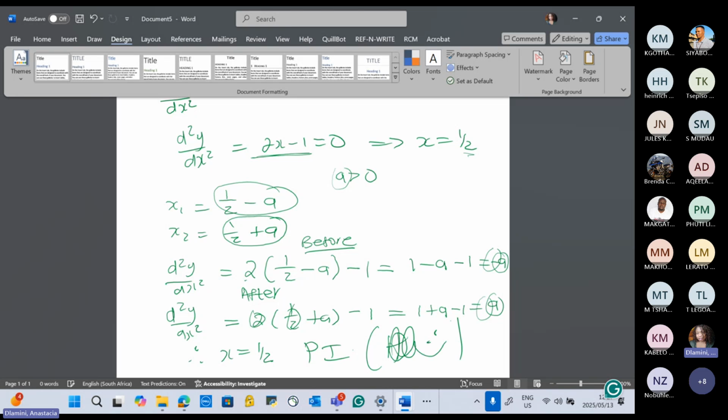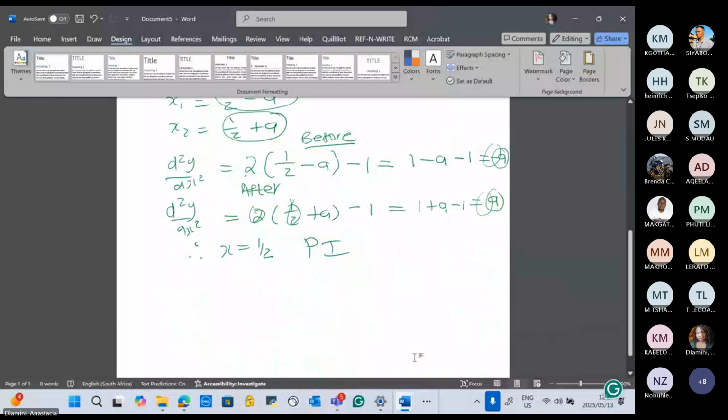And that's the point of inflection. Does it make sense? 100% yes. In the exam, don't sign, guys. Why not? We just signed. So that's how you find the point of inflection.